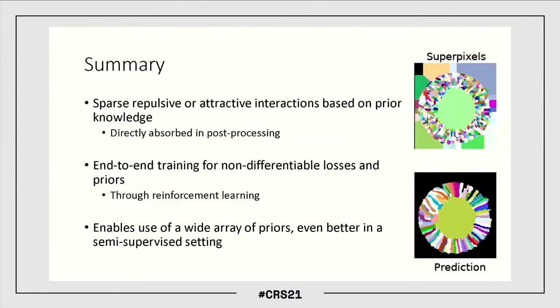To summarize the whole thing, we first found a way of how you can add this sparse, repulsive, or attractive knowledge to your segmentation. This can be absorbed in post-processing. And then we decided to take another step and actually have it trained end-to-end, also for non-differentiable losses, which would allow us to incorporate a wide array of priors that we know from biology about the shape, the size, anything you can think of. And so we think we are only at the beginning here, because we can also see that semi-supervised will probably be even better.